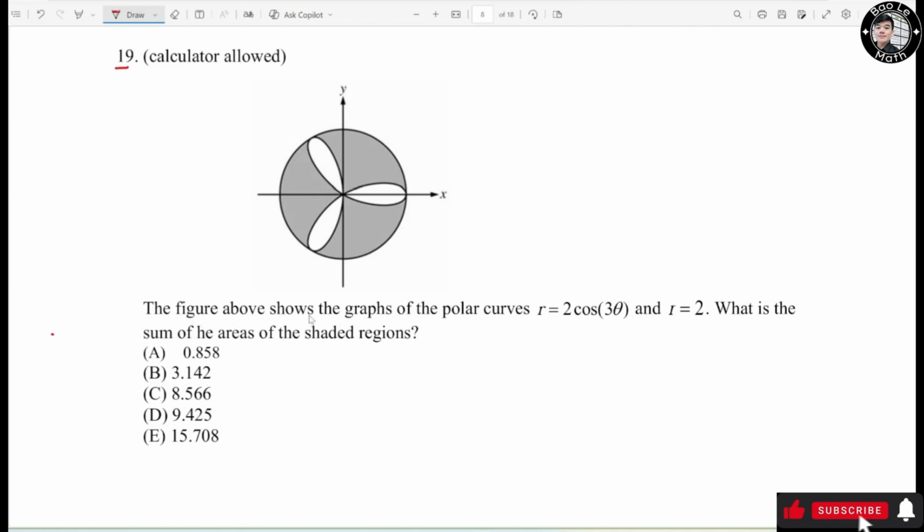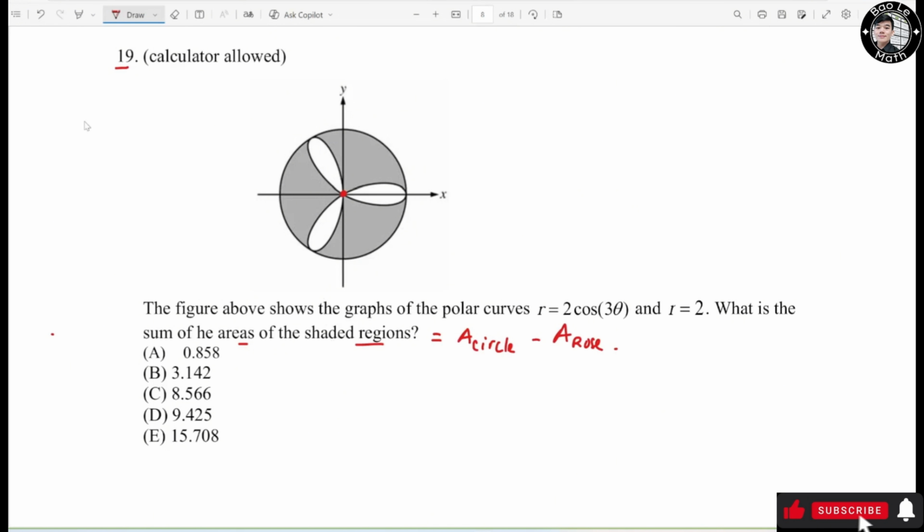The figure above shows the graphs of the polar curves r equals 2 cosine 3 theta and r equals 2. What is the sum of the areas of the shaded regions? Alright, so the area of the shaded region equals the area of the circle, subtract the area of the roses, right? Since the rose passes the origin, which means the radius equals 0, right?